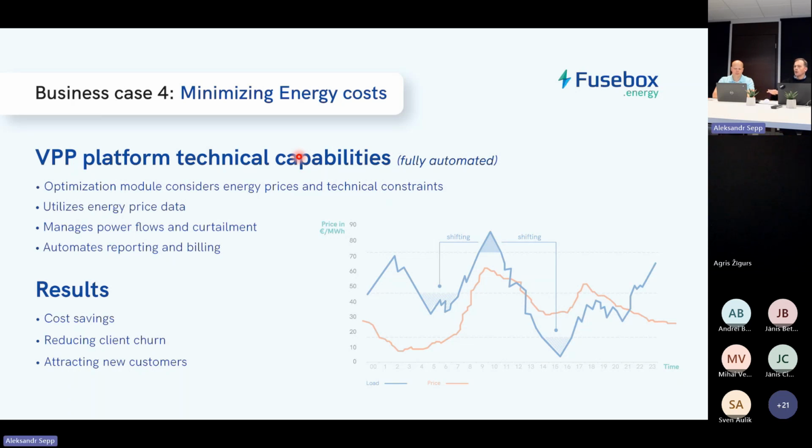Yes, if the asset is able to participate on the different markets, we find the best way to utilize, for example, that battery. So where the price is the best. So I understand that if we have 100 kilowatts, is it possible to participate on both FFR and FCRD? I think that was the question.